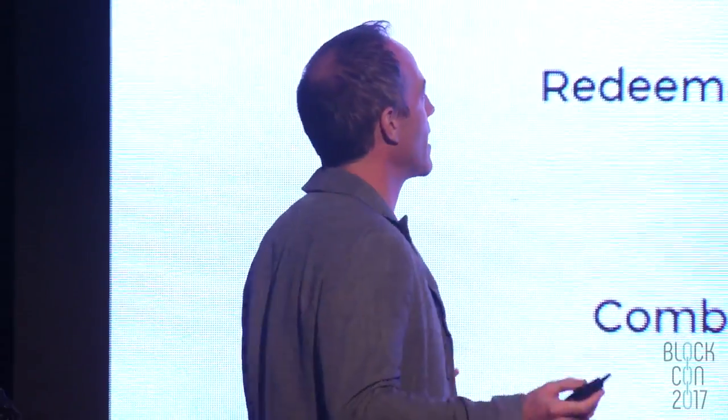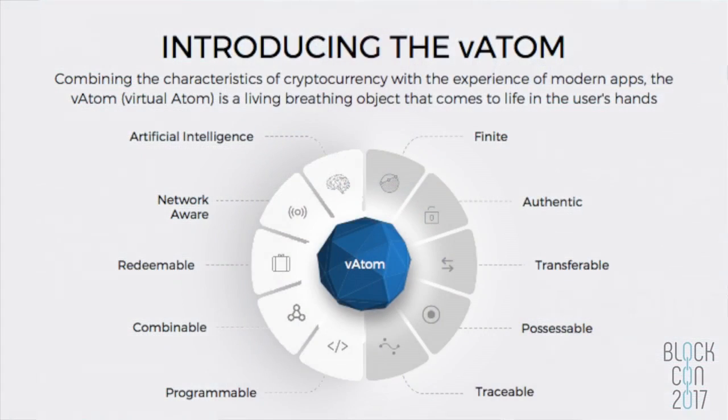So what is this asset class? It's the VATOM. I'd like to talk a little bit about what a VATOM is. We take the characteristics of a cryptocurrency and give it app-like qualities. Now this object can meaningfully interact with the end user. On the right here, these are the characteristics that we know and love and that's why we're here. This is a cryptocurrency token.